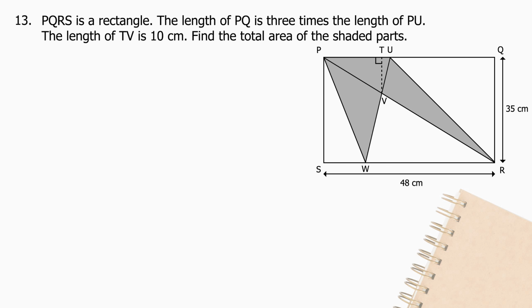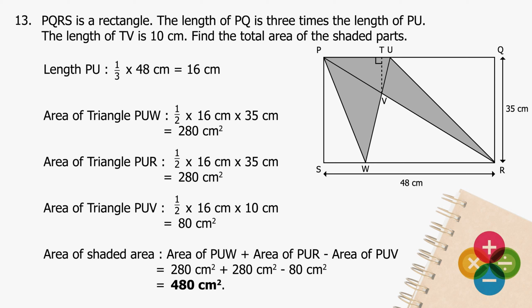Question 13. PQRS is a rectangle. The length of PQ is 3 times the length of PU. The length of TV is 10 cm. Find the total area of the shaded parts. The length of PU will be multiply 1/3 by 48 cm, and the product is 16 cm.